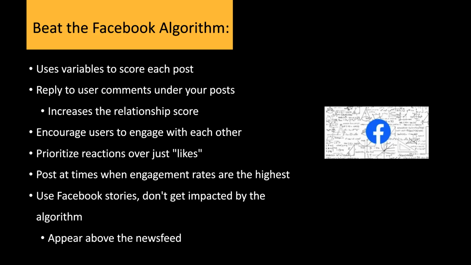Prioritizing reactions over just likes. So on Facebook, you can react to a certain post with either a like or a certain type of emotion. We always want to go for the emotions and always react with them in comments as well. Posting at times when engagement rates are the highest. So we're going to show you how to track when your audience is online and when they're engaging with your content, so then we can post at the right time for them. Also using Facebook stories because they don't get impacted by the algorithm. The Facebook stories are going to float above the news feed, and we have some more recommendations for building those in the future slides too.